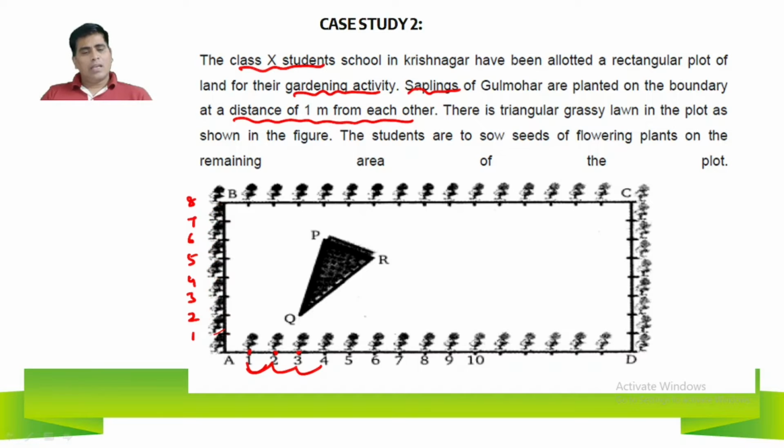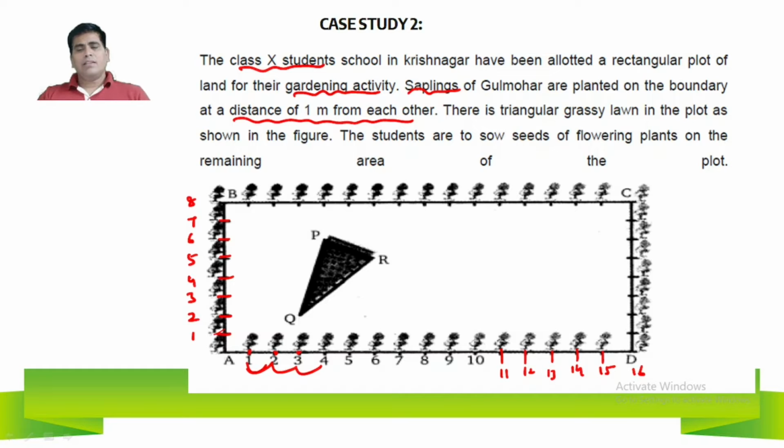Here you can clearly see the lines indicate the saplings are 1 meter apart from each other. I have named them 1 2 3 4 5 6 7 8. Here they have given up to 10, then 11, and the remaining are 12, 13, 14, 15 and 16. This is the way they are planting the saplings, maintaining a certain distance, that is 1 meter.